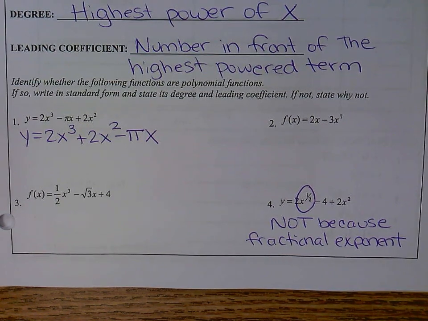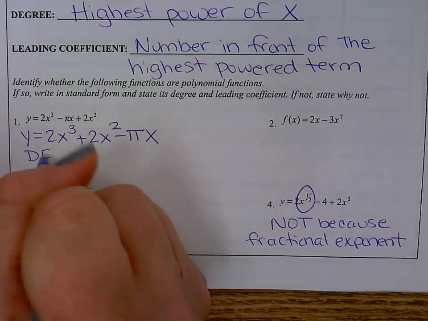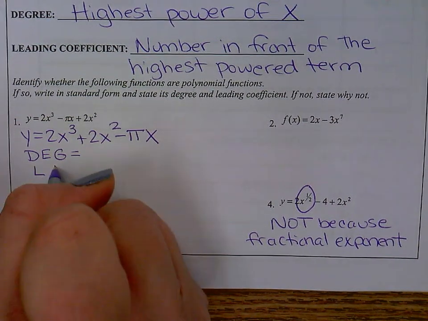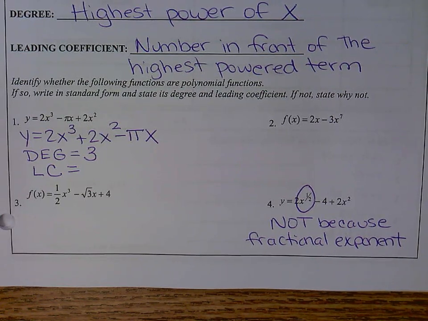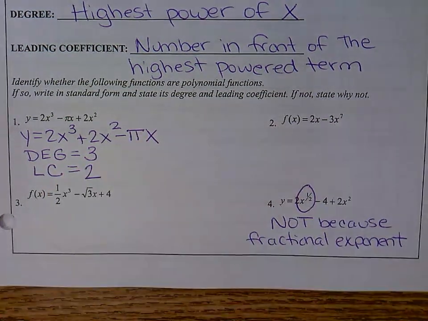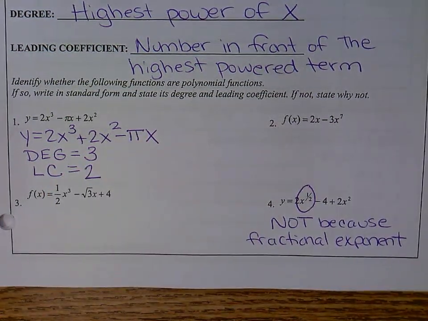What's the degree of the function? And what's the leading coefficient? So the degree is 3, right here, and the leading coefficient, what comes right in front of it, is the number 2. So I don't use an x in either answer. The degree is the number 3, and the leading coefficient is the number 2. See if you can put number 2 and number 3 in standard form.